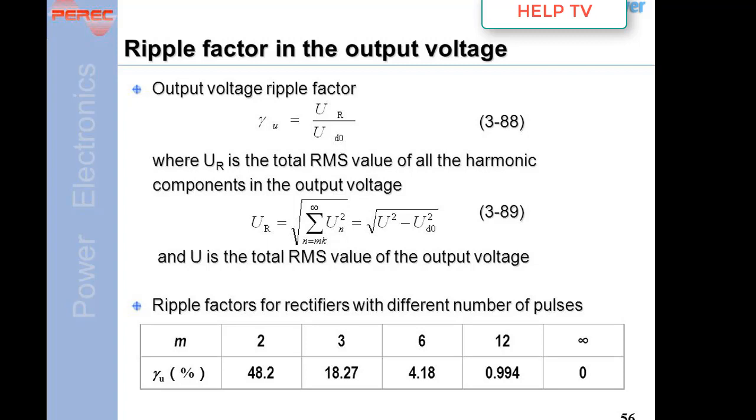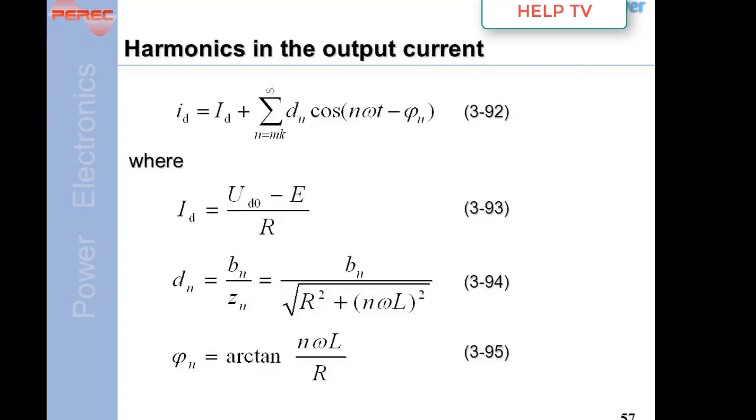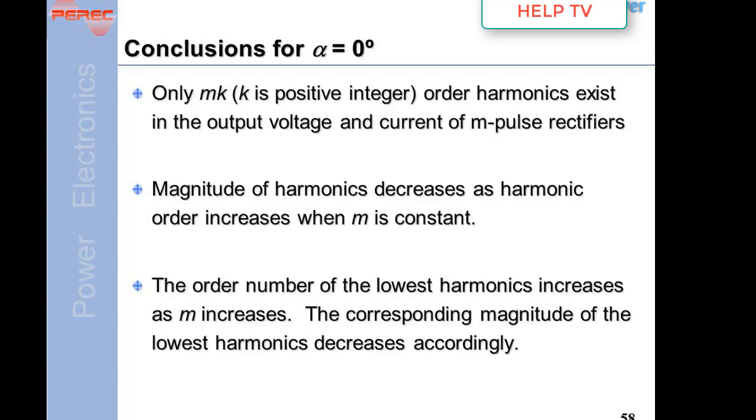Equations 3-88, 3-89. Pulses m: 2, 3, 6, 12. Ripple factor γu percent: 48.2, 18.27, 4.18, 0.994. Harmonics in the output current. Equations 3-92, where... 3-93, 3-94, 3-95. Conclusions for α equals 0 degrees.